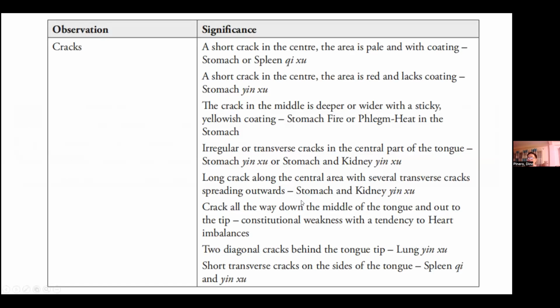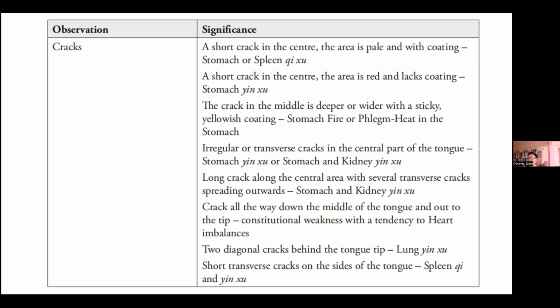So, here, the significance of our observation of the cracks is in this summary. A short crack in the center where the area is pale and with coating indicates that there is a stomach or spleen chi deficiency. If there is a short crack in the center where the area is red and lacks coating, this indicates stomach yin deficiency. If the crack in the middle is deeper or wider with a sticky yellowish coating, this indicates that there is stomach fire or phlegm heat in the stomach.